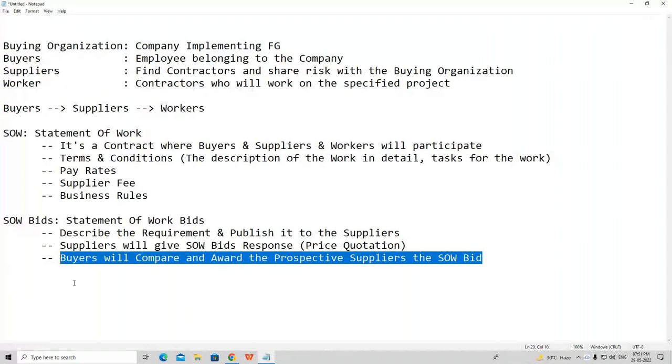So here, once the suppliers give their quotation, the buyer will compare the supplier responses. Once the buyer compares the responses from the different suppliers, they will select, okay, we will go ahead with this supplier. Once we say that we will go ahead with this particular supplier, what will happen? Then only the awarding will happen. Now, once the awarding has happened, what then? This is a question which you should always ask yourself.